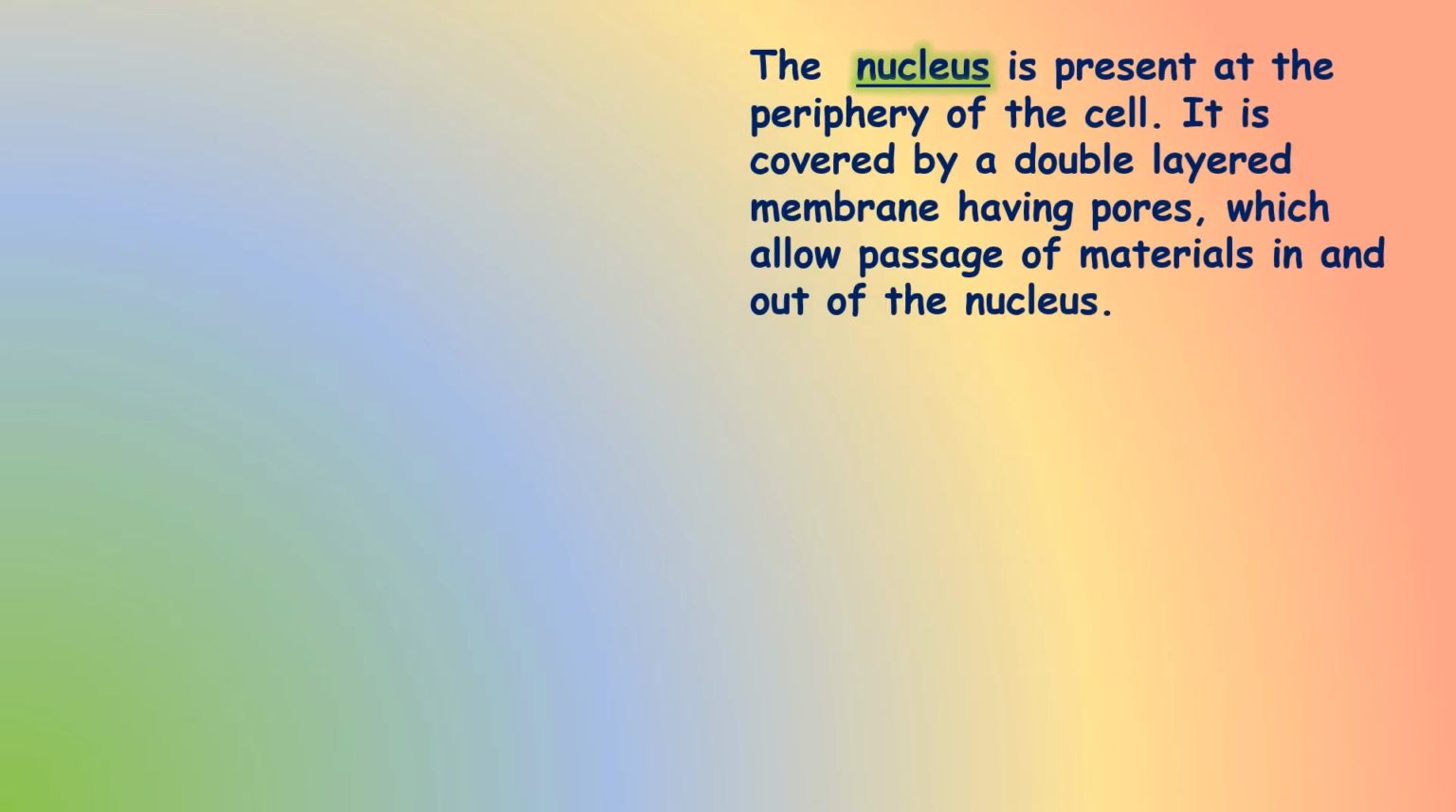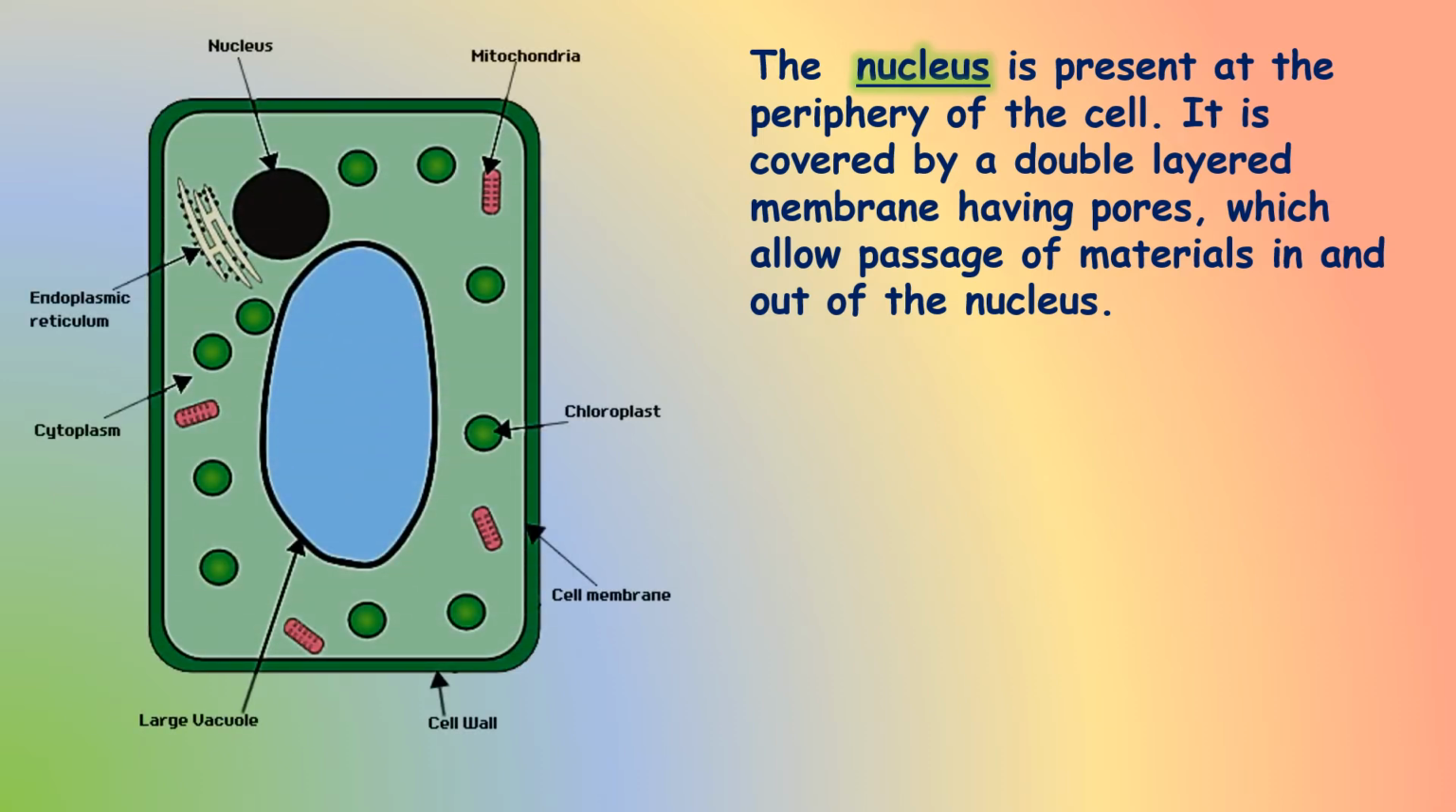First, we come to the main part, the nucleus. It is present at the edge of the cell. This nucleus is covered by a double-layered membrane, two layers of membrane having pores and which allow the passage of materials in and out of the nucleus. So this is the double membrane nucleus.